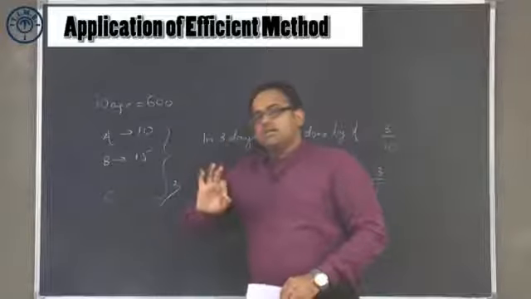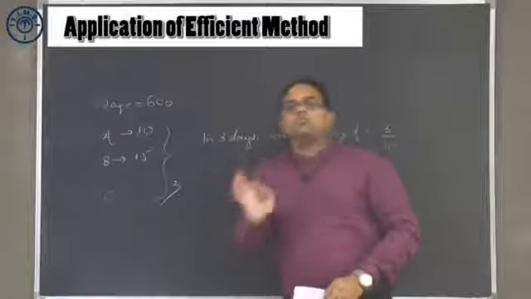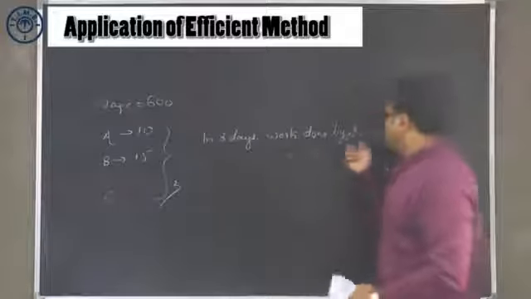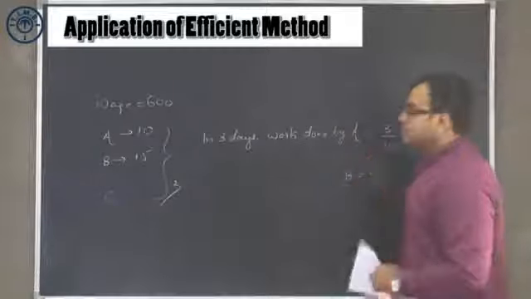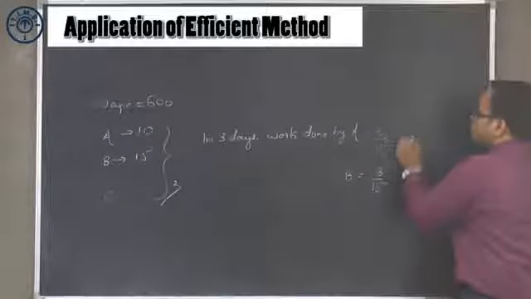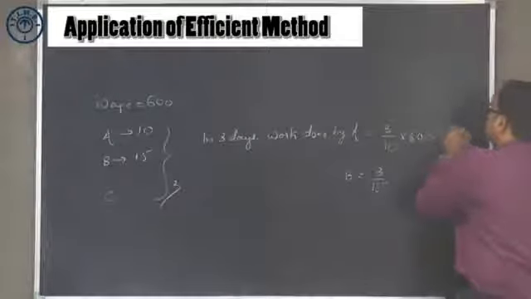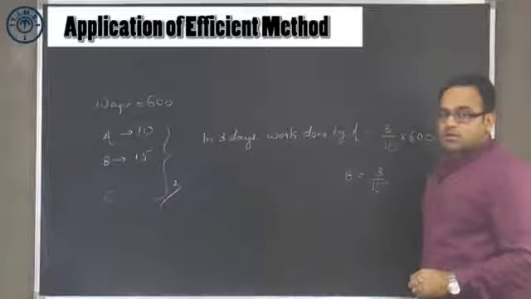As we discussed earlier, the wages depend only on one thing, that is how much work have you done. So how much work has A done? He has done 3 by 10, 3 by 10 of 600. So if he has done 3 by 10 of 600, he will be getting 3/10 of the total money. So that he will get 180 rupees.